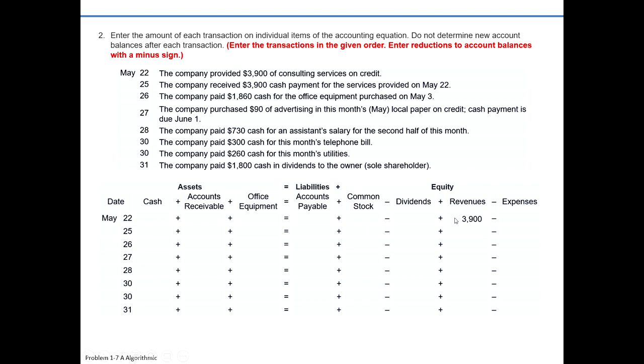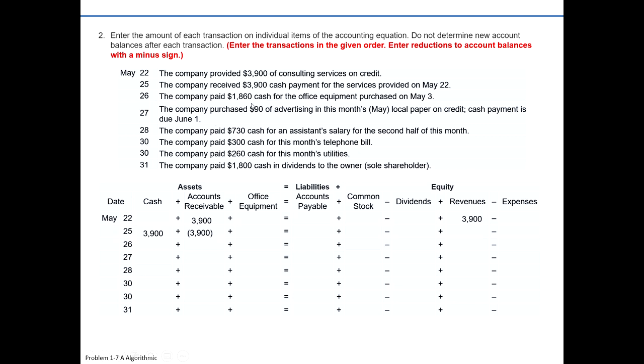Increasing revenue by 3,900, increasing accounts receivable by 3,900. On the 25th, the company receives a $3,900 cash payment for those services just done on the 22nd. So cash is increasing by $3,900 and accounts receivable is decreasing by $3,900. Again, similar to just a couple of transactions back.